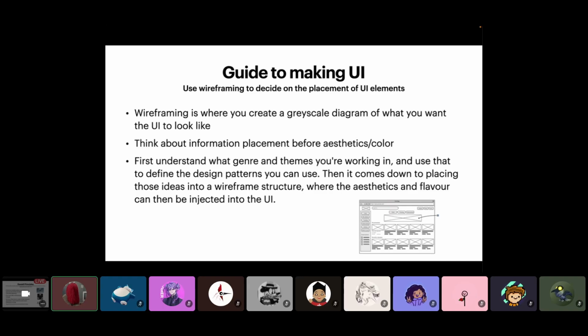Another tip is to use wireframing. Wireframing is when you only use grayscale diagrams of where you're placing the UI. So you're pretty much mapping out the UX portion. Before you add any aesthetics or colors or animation like that, you want to figure out where you're going to place things, and then actually inject the aesthetics and the flavor of the UI on top of it.